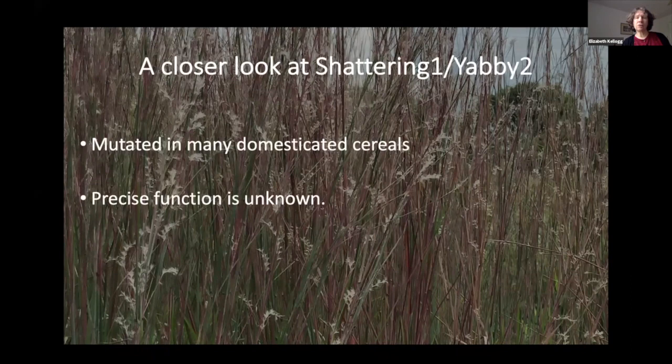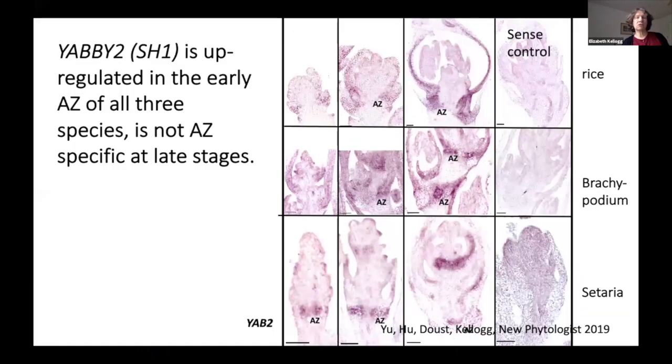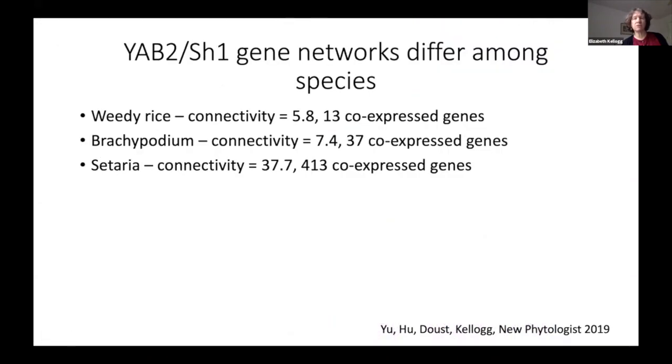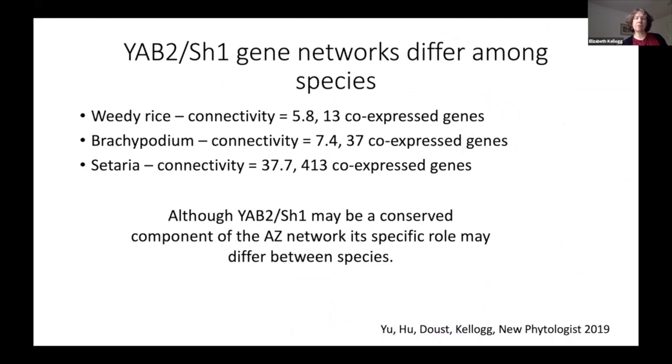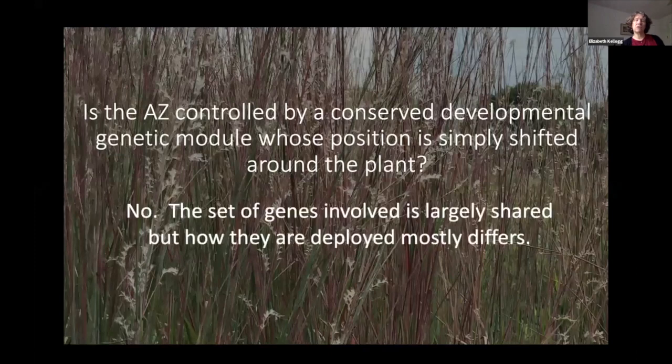Looking at SH1, it's mutated in many domesticated cereals. As with everything else, we don't know what any of these things do. Here's SH1 in situs. I think I'm going to skip that, but the gene networks differ among species. So although it may be a conserved component of the network, its specific role may be differing between species. So the overall answer to the question is no. The set of genes involved in an abscission zone is largely shared, but how they are deployed is mostly different.